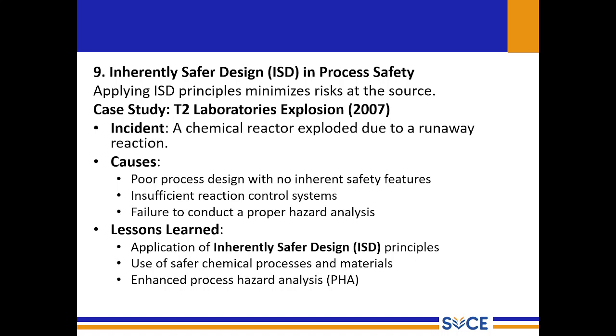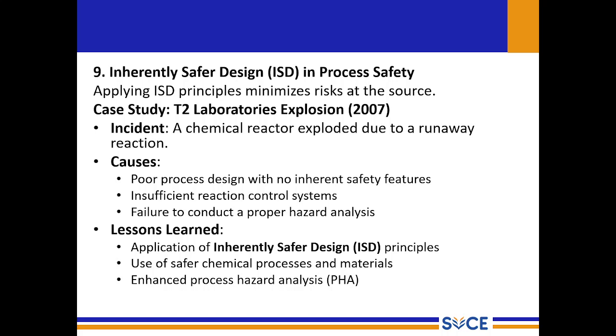The incident happened on December 19, 2007. The facility experienced a catastrophic explosion and fire during the production of a gasoline additive called methylcyclopentadienyl manganese tricarbonyl, that is MCMT. We call this MCMT, right? So how did this happen? The chemical reactor exploded due to a runaway reaction. This explosion caused significant damage to the facility, possible worker injuries and environmental impact, right?